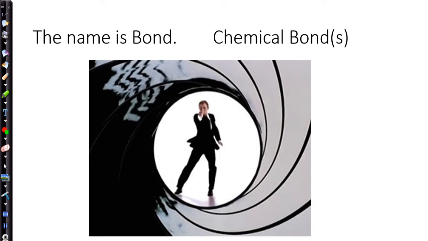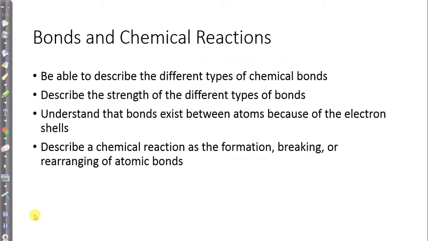Okay, enough of that. As we move into our next video, we're now going to focus on bonds, those relationships between atoms that are so important for making up molecules that we'll discuss in A&P and beyond. So in this video, bonds and chemical reactions, you should be able to describe the different types of chemical bonds, describe their relative strength, understand that bonds exist between atoms because of the electron shells, and we'll briefly touch on that, and describe a chemical reaction as the formation, breaking, or rearranging of chemical bonds.